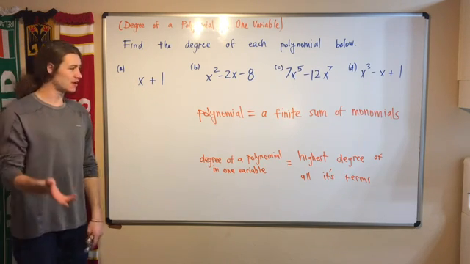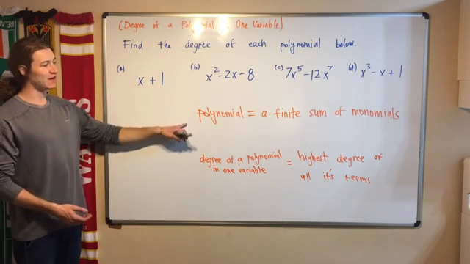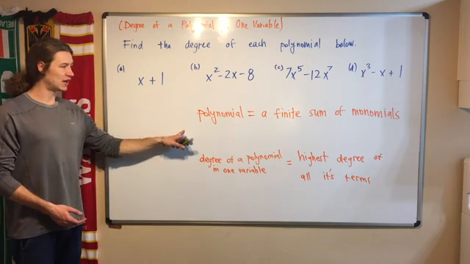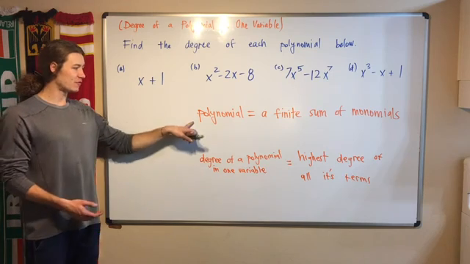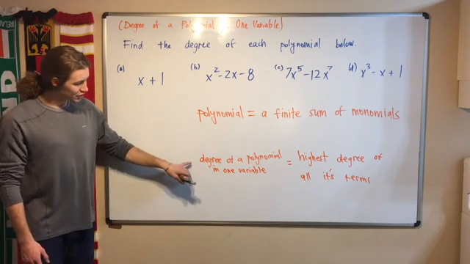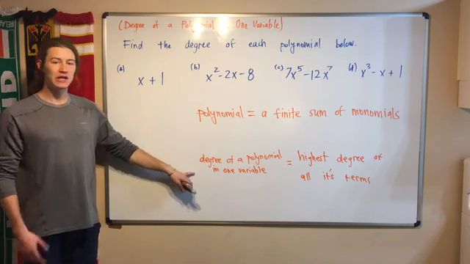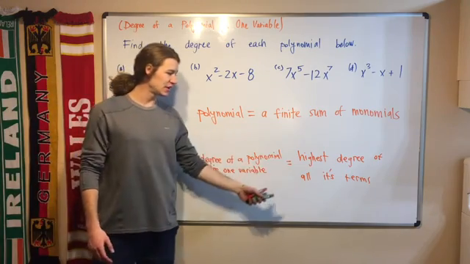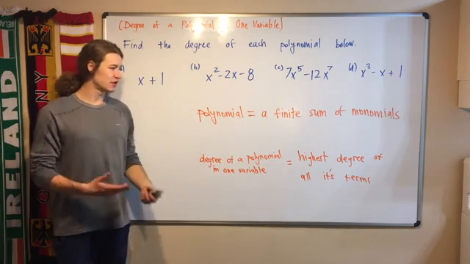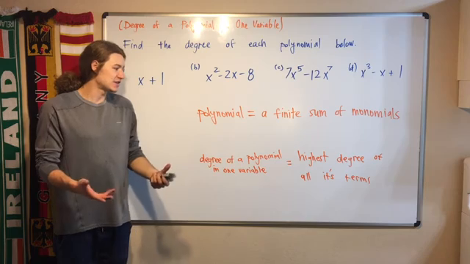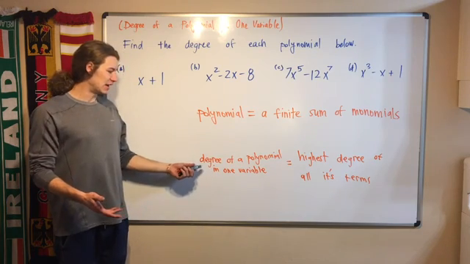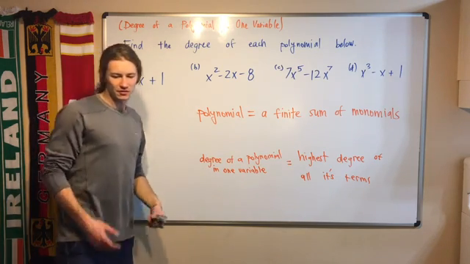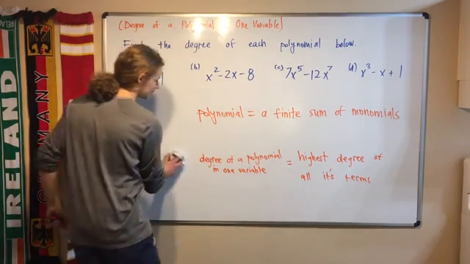Before we do, let me just remind you what a polynomial is. It's a finite sum of monomials. So when we add and subtract monomials, we have a polynomial. And the degree of a polynomial in one variable is just equal to the highest degree of all of its terms. So whichever term has the highest degree, that will be the degree of the polynomial.